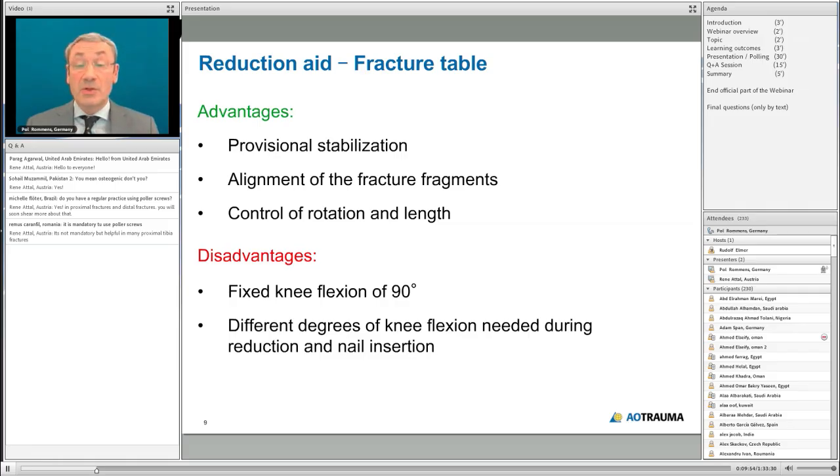But there are also disadvantages. On a fracture table, the knee is flexed in a fixed position of about 90 degrees of flexion. But in the nailing procedure, we may need different degrees of knee flexion during reduction and nail insertion.